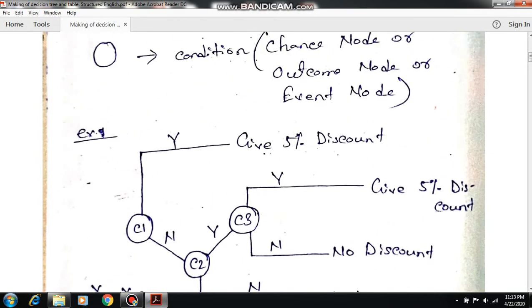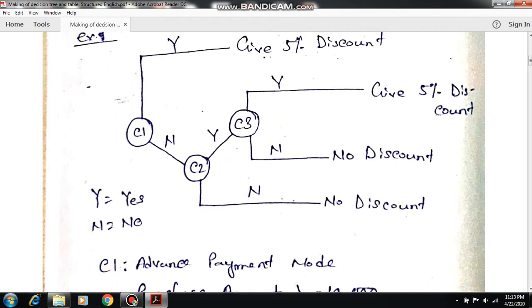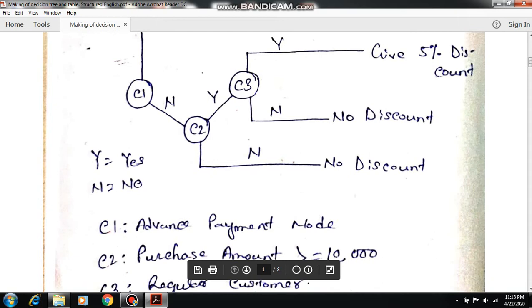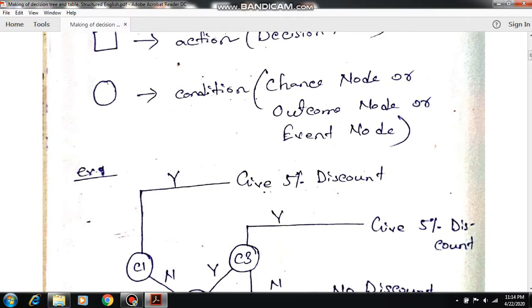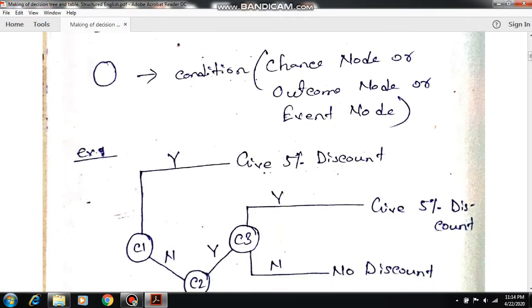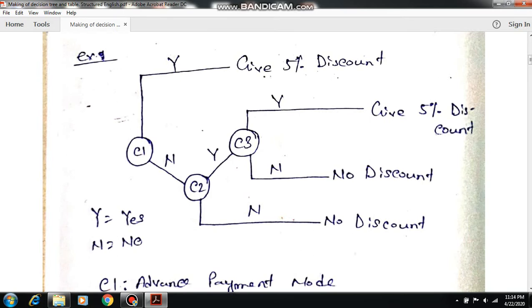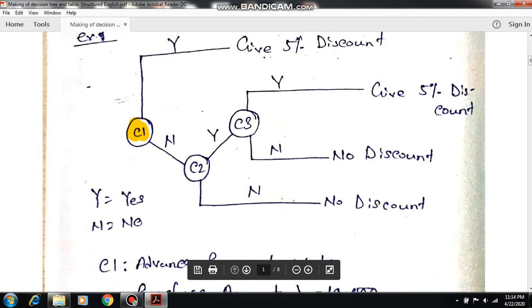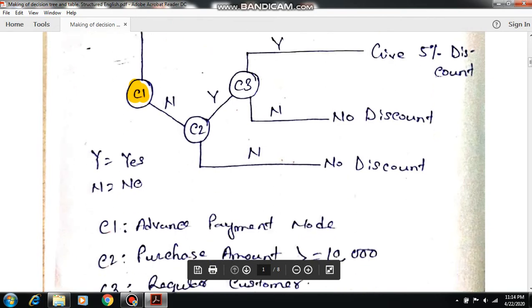There is basically Y for yes and N for no. For every condition there are two types of result, one is yes, another is no. Based on yes and no, you make some decision. See the example. There is an action: the customer making the advance payment. Under which condition do they make the advance payment? First, the condition C1: the customer taking the advance payment mode.